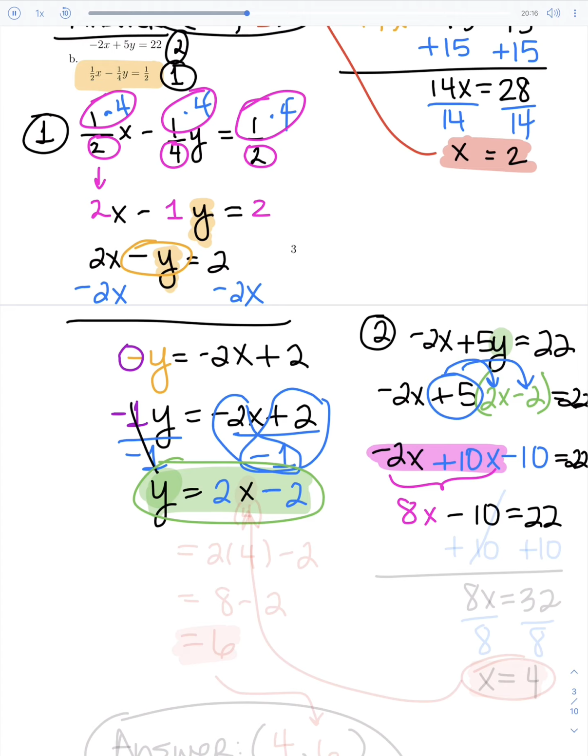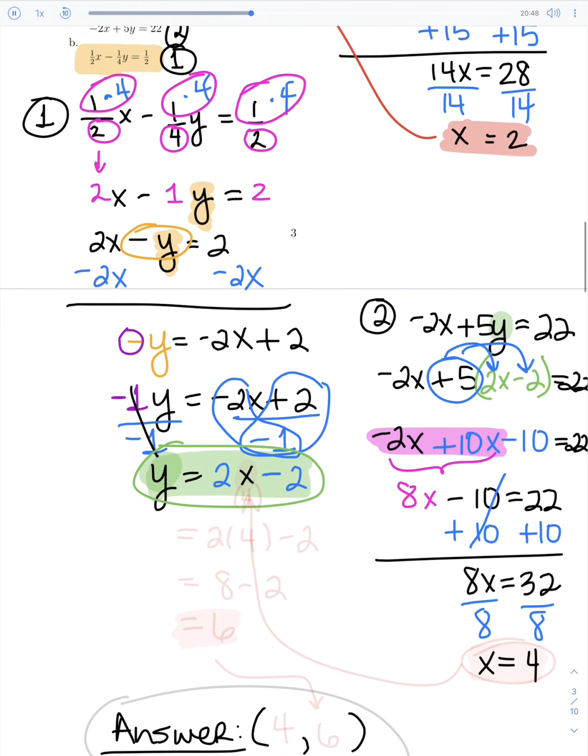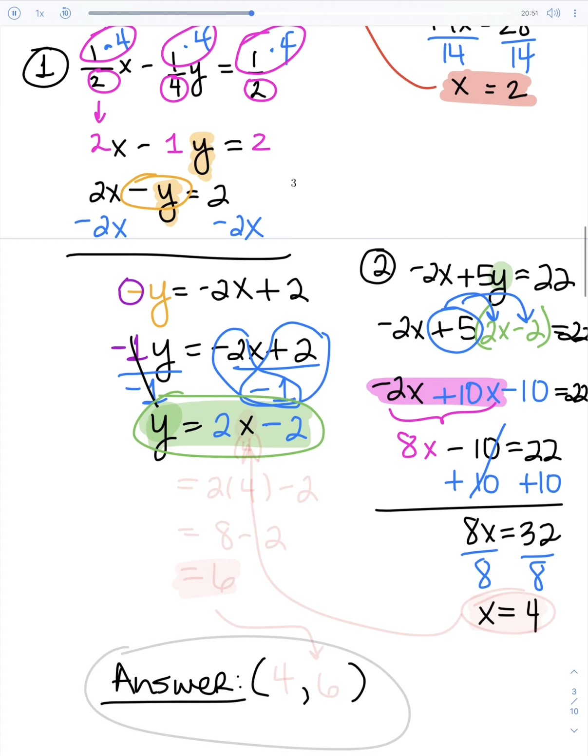Keep on going. To get the x by itself, we'll add 10 to both sides, which will get us 8x on the left-hand side and 32 on the other side. Last step, we'll divide both sides by 8. And that gets us that x equals 4. However, we are not done. Remember, if we're getting an actual value, our answer should actually be a point. We just only found our x value. Our x value was a 4.